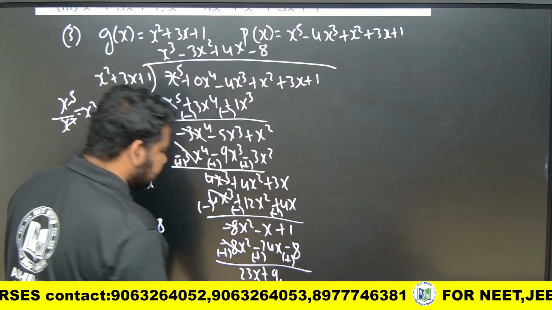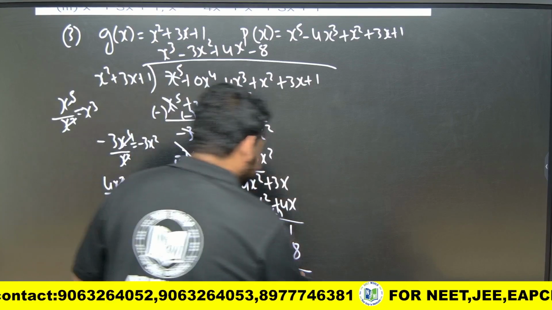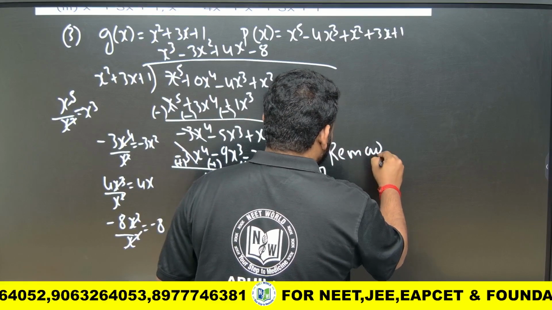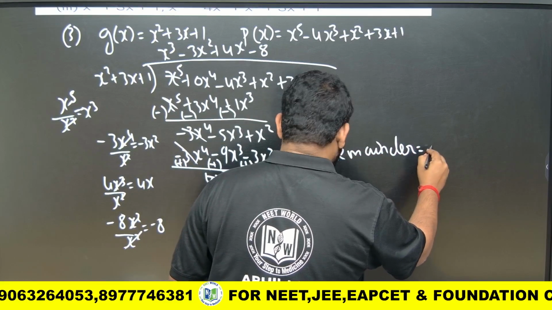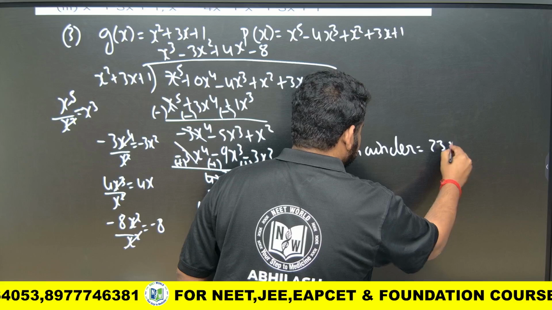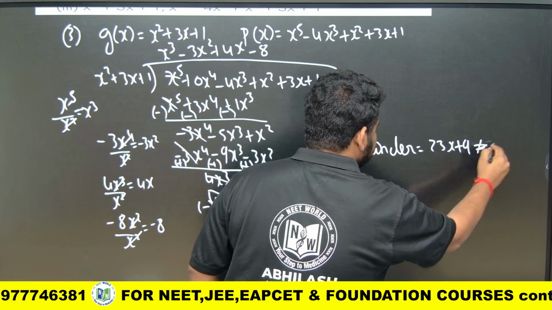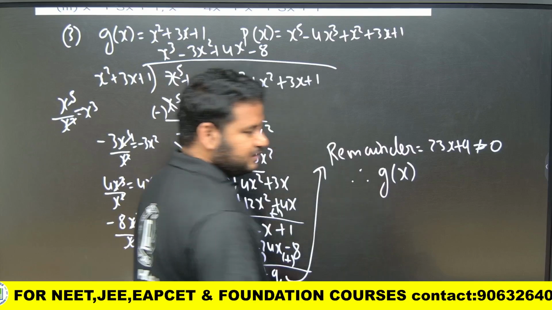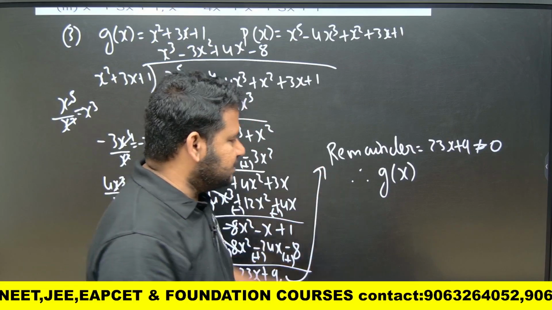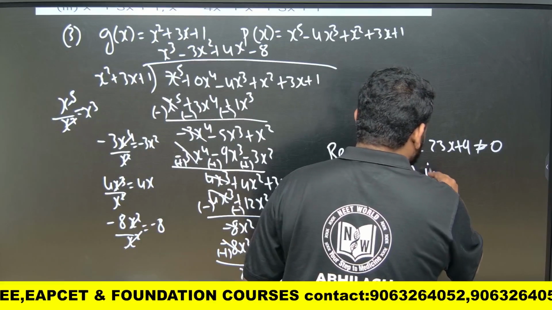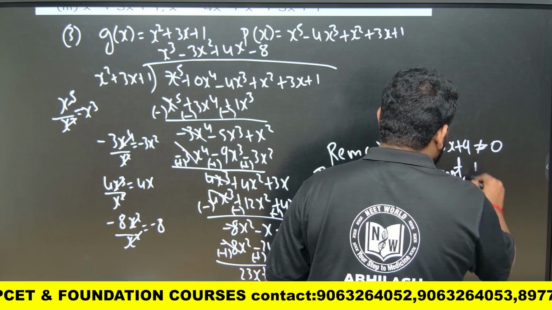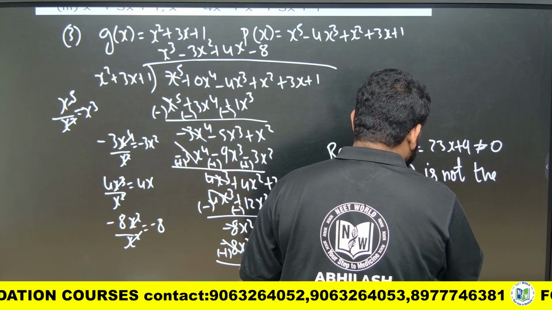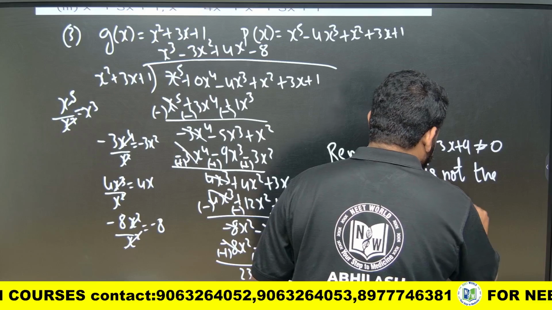Definitely there is a remainder here. The remainder we got is equal to 23x plus 9, which is not equal to 0. Therefore g of x, that is the first polynomial, is not a factor of the second polynomial, that is p of x.